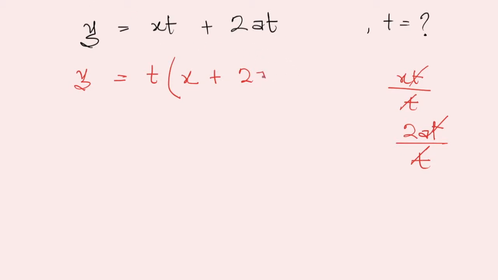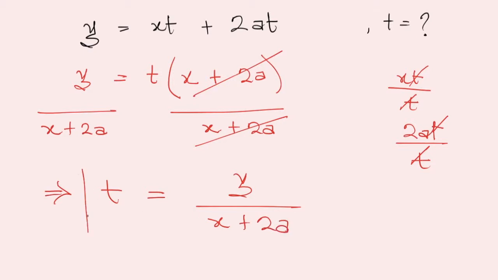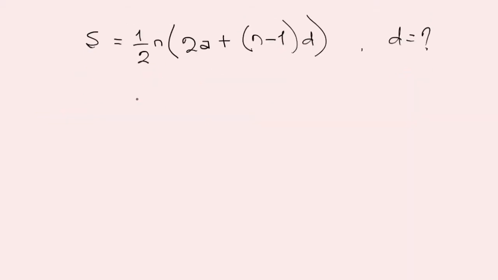We're left with 2a on this side of the equation. So now we can divide both sides by x plus 2a to get rid of this bracket. So if we divide both sides by x plus 2a, x plus 2a cancels out x plus 2a, and our final equation for t is y over x plus 2a. That's our final answer. This is the next question, and we're trying to make d the subject of the formula.